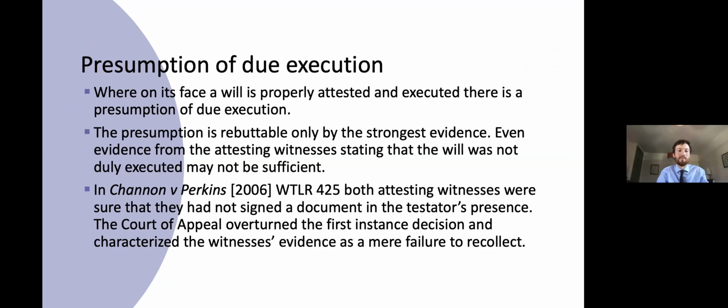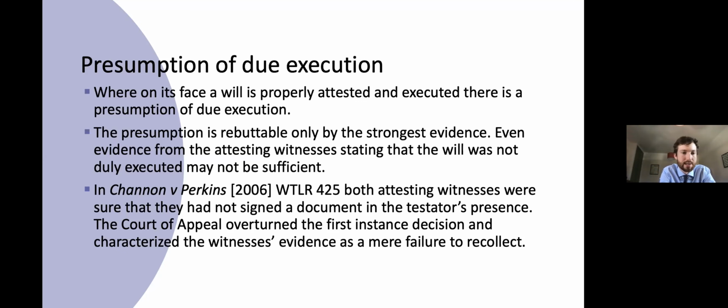Well, you do have the benefit of a presumption. If the will on its face is properly attested, the signatures are in the right place, then there is a presumption of due execution. So if the witnesses have signed it, and the testator signed it in accordance with Section 9, then the court will presume that it was properly executed. And that's not a weak presumption either. It's a strong presumption, requiring really good evidence to overturn, especially if there's a proper attestation clause.